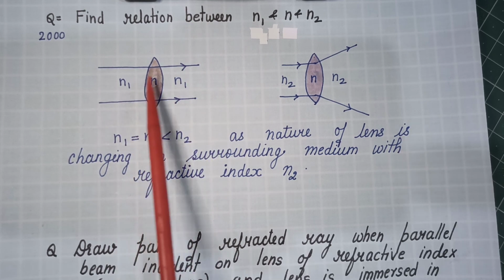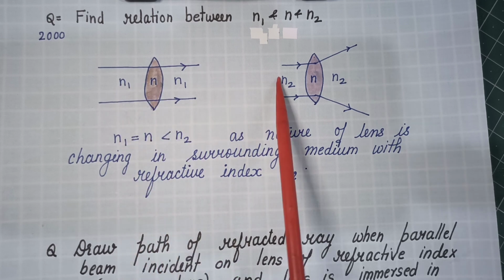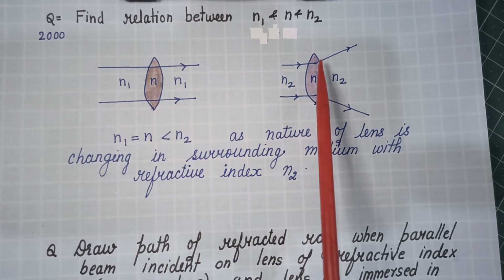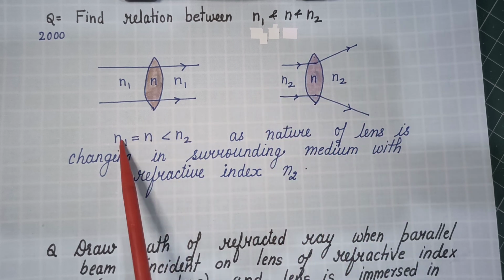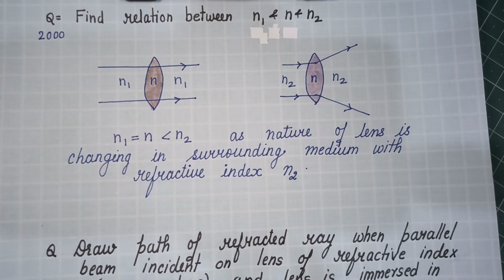Now we know that if there is no refraction, the rays are moving straight without refraction. That means there is no difference in the refractive index of the 2. So n1 is equal to n. But here the convex lens is changing its nature and diverging the rays. So definitely n2 is greater than n. So n1 is equal to n, and both of them are less than n2.